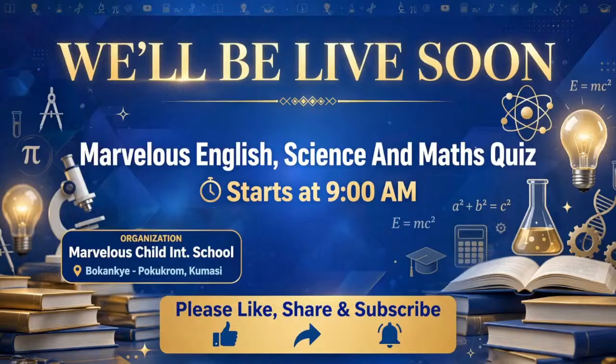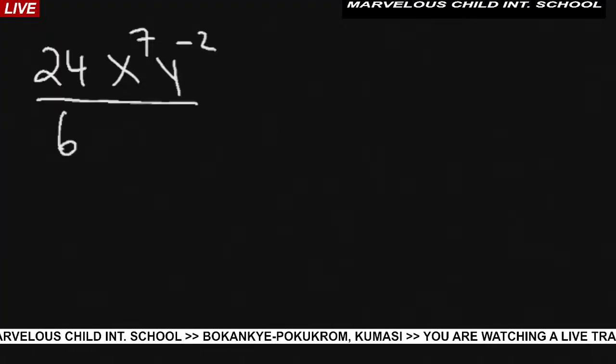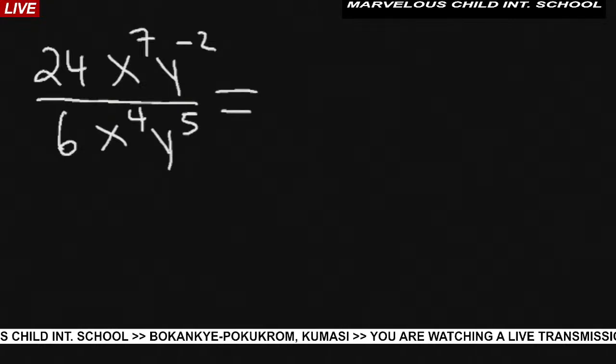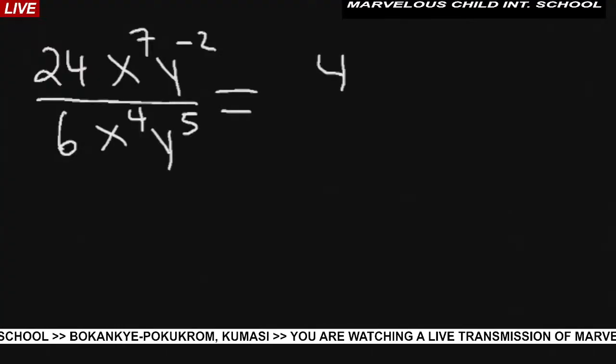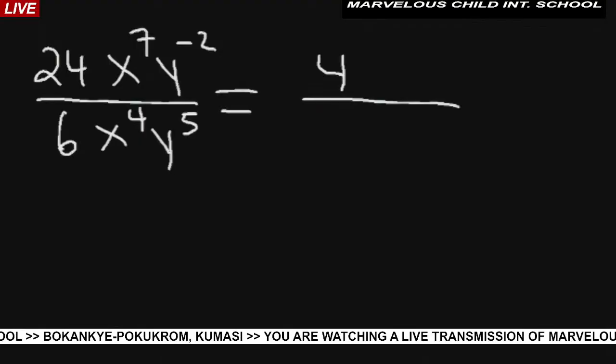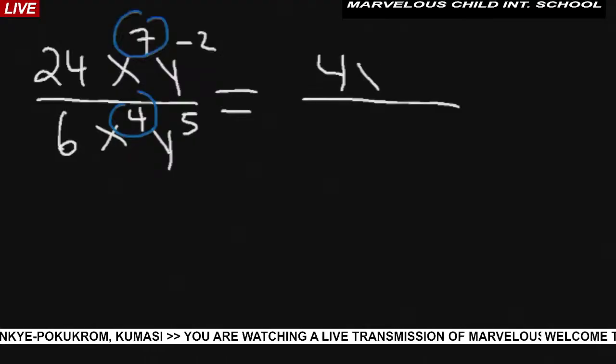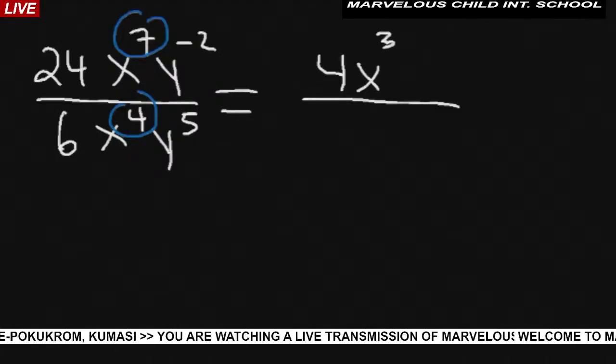Now what if we have a problem that looks like this? 24 x to the 7 y to the negative 2 divided by 6 x to the 4 y to the fifth. What's the answer? So we need to divide. Let's divide 24 by 6. 24 divided by 6 is 4. Now what's x to the 7 divided by x to the 4? We need to subtract top minus bottom. 7 minus 4 is 3. After you subtract it, initially it goes on top.